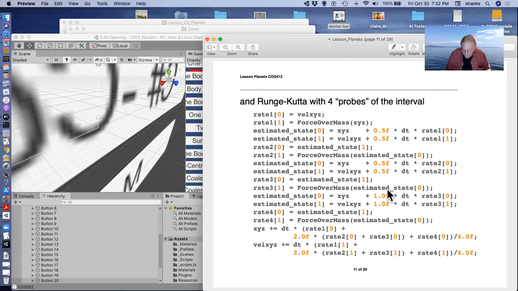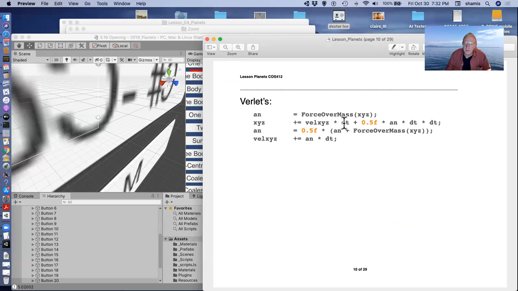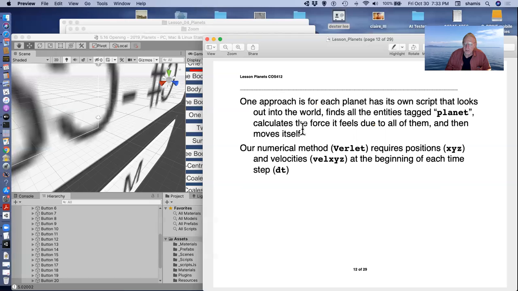Now, one approach to these is for each planet to have its own script that looks out into the world, finds all the entities tagged planet, calculates the force it feels due to them, and then moves itself. In our numerical method, Verlet is one that we're going to use, where we need velocity, acceleration, and then we do it again, do force over mass again at that new point, and average it with the original one. That's Verlet's method.